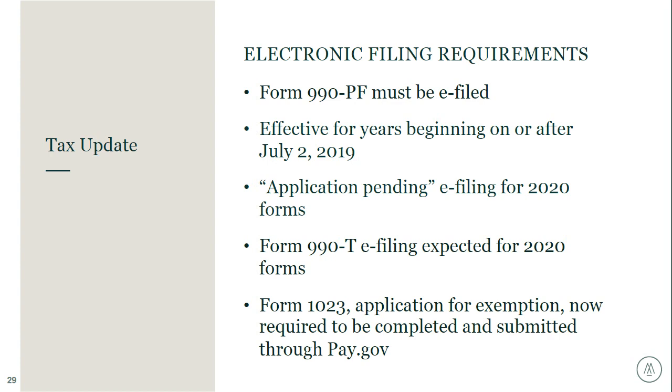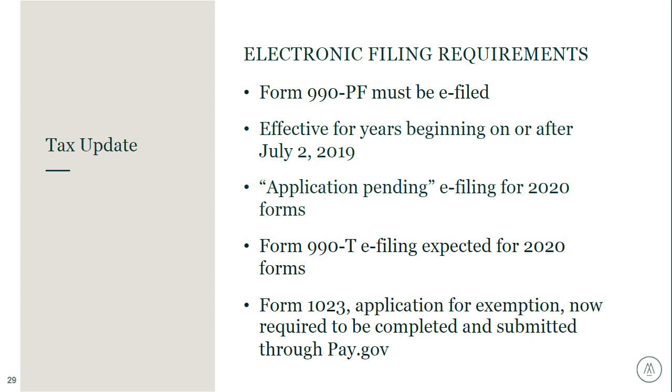Also keep in mind, this has been in place for a long time, but we still get this question. The excise tax must be paid through EFTPS, the Electronic Filing Tax Payment System. The Form 990-T is expected to be available for e-file for 2020. And then the 1023 application for exemption is now required to be completed and submitted through pay.gov. So you can see the theme as the IRS is finally catching up and going to a more electronic method versus paper filing.